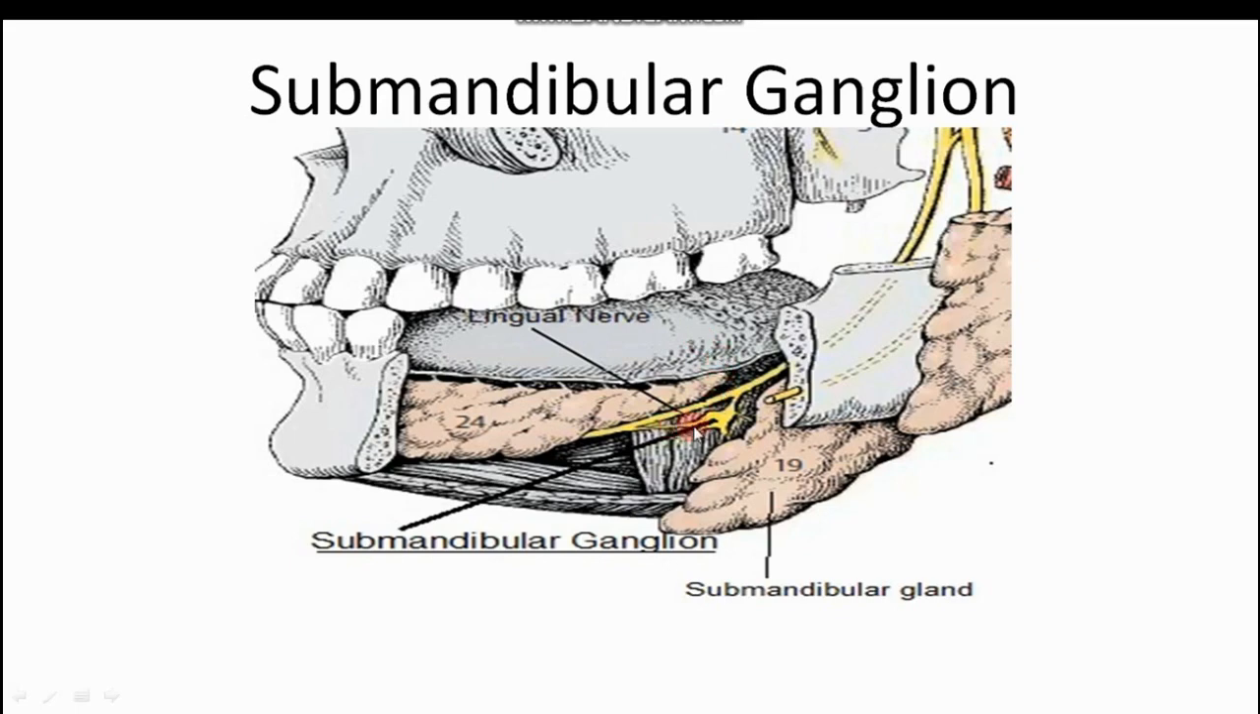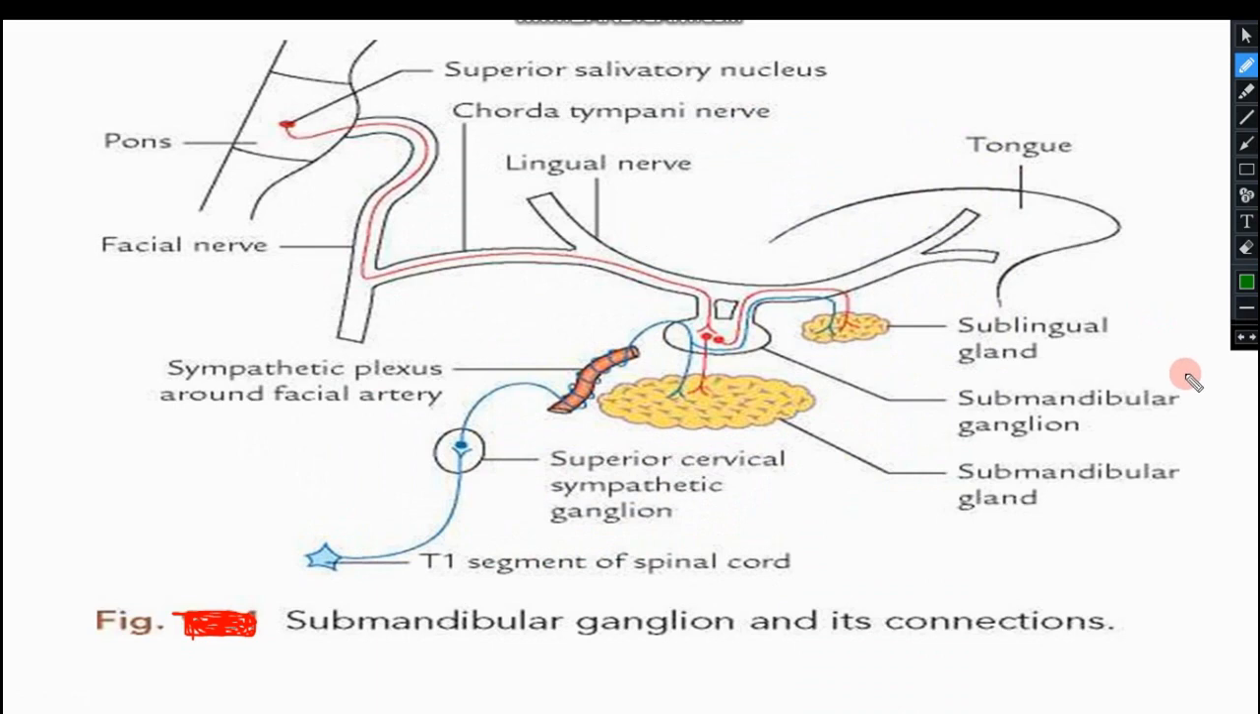This lingual nerve, this is the anterior aspect, and here the posterior aspect. It's connected by the lingual nerve. Here is the submandibular ganglion. Just focus here. This is the submandibular ganglion.